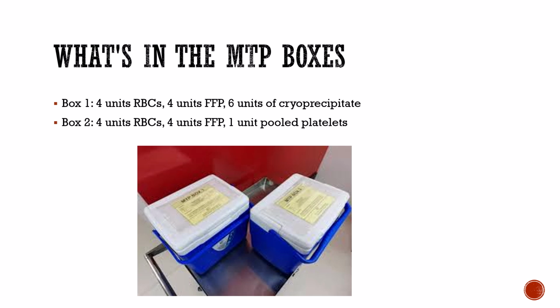So if you activate an MTP, you get 2 boxes. The first box contains 4 units of packed red blood cells, 4 units of FFP, 6 units of cryo. In the second box, you get 4 units of blood cells, 4 units of FFP, and 1 unit of pooled platelets. And then you just keep alternating between them as you go.